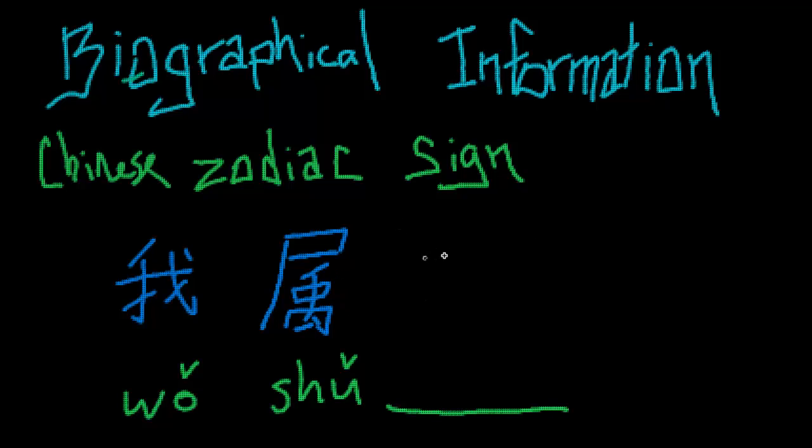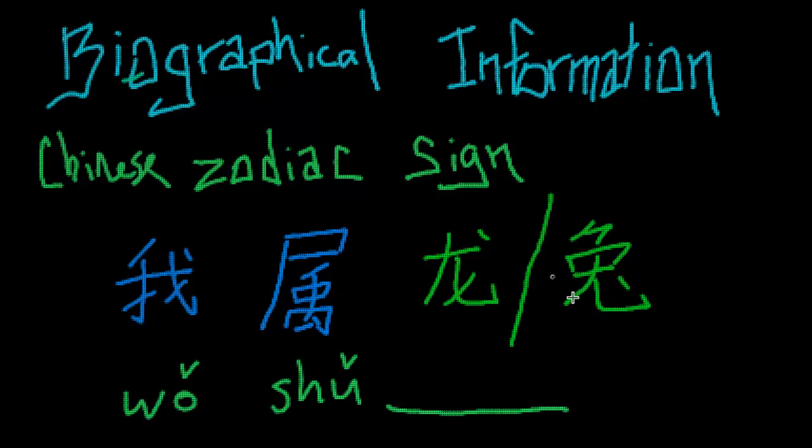Now for some of you, you will write 龙. For some of you, you'll write 兔. But you could put any zodiac sign depending on what your zodiac is.